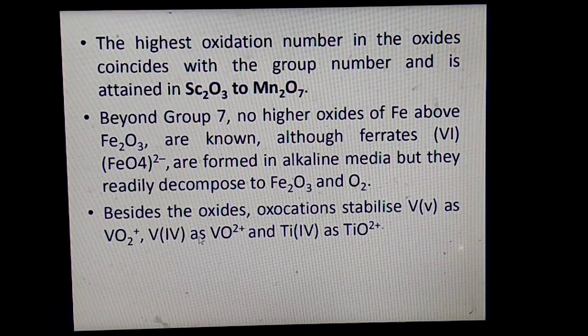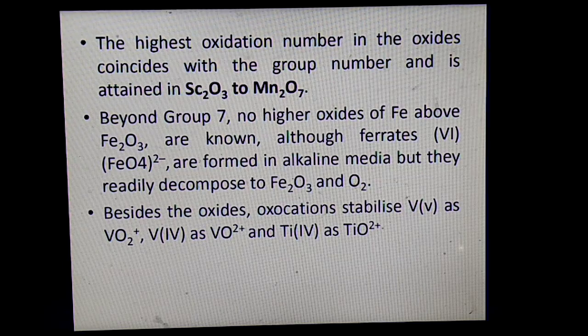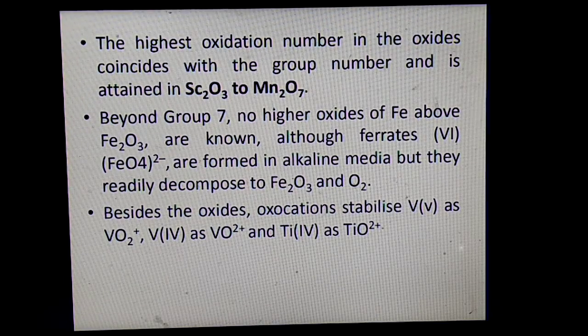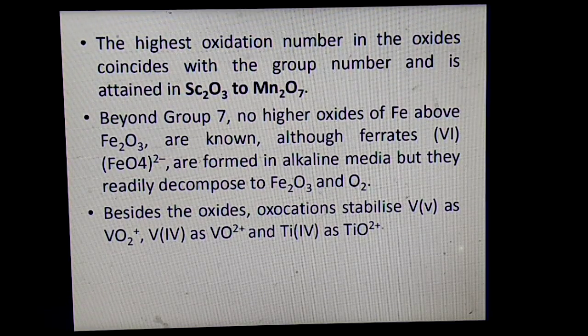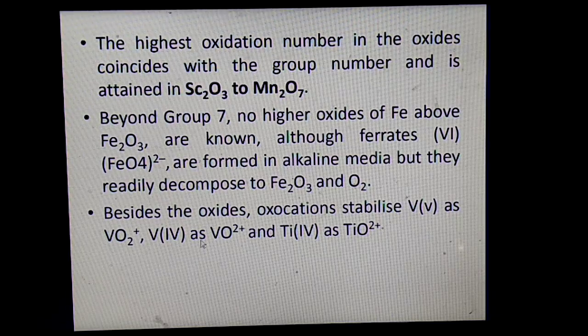Now, the highest oxidation number in the oxides coincides with the group number and is attained from Sc2O3 to Mn2O7. Beyond group 7, no higher oxides of iron above Fe2O3 are known, although ferrates in the oxidation state +6 are formed in alkaline medium, but they readily decompose to Fe2O3 and O2. Besides the oxides, oxocations stabilize, that is vanadium(V) as VO2+, vanadium in the +4 state as VO2+, and titanium as TiO2+. So these are the oxides of the 3d series.